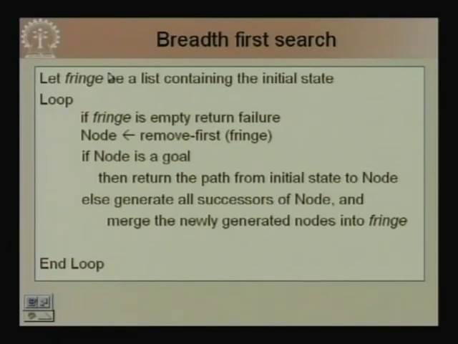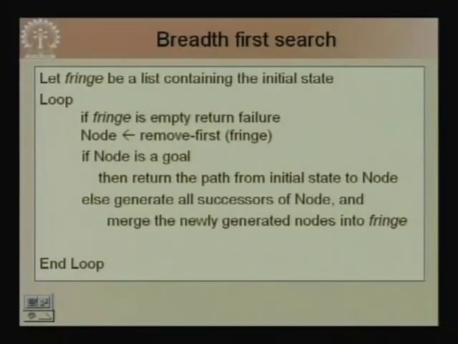Now, the first algorithm that we will discuss is breadth first search. We will see how the basic search algorithm can be modified to give rise to the breadth first search algorithm. So, this is the search algorithm that we discussed. And we mentioned that in order to have different strategies, we need to change the way this step works. Merge the newly generated nodes into fringe. How should we merge the newly generated successors into fringe? That will determine what sort of search strategies we get.